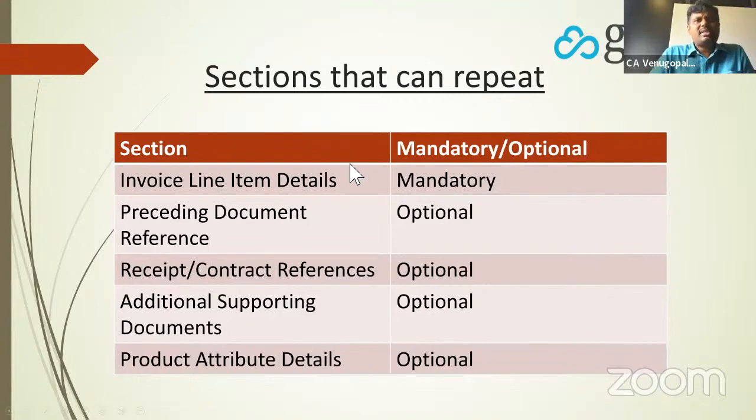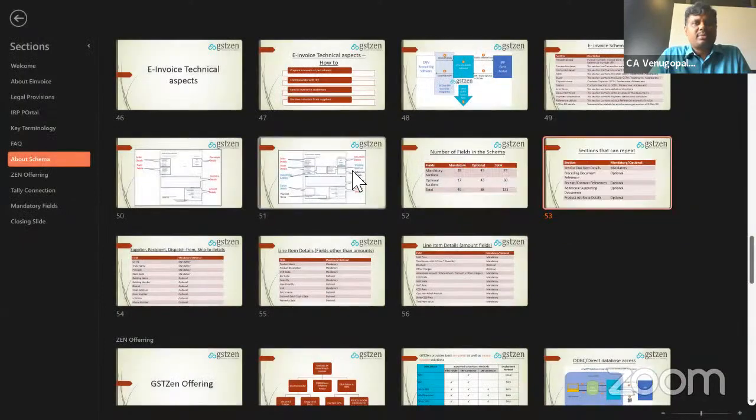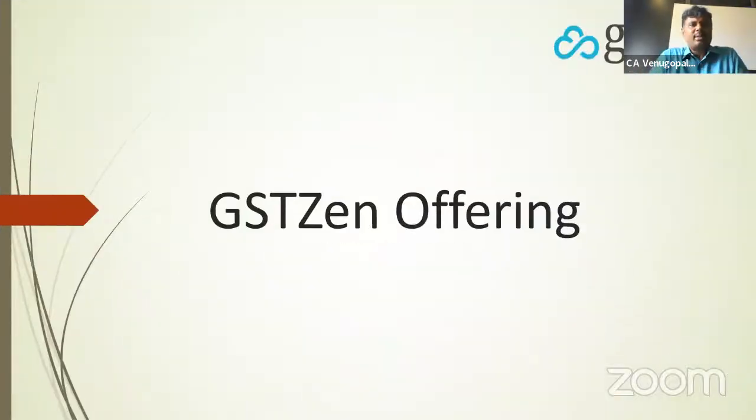These e-invoice fields are mandatory or optional. While doing data entry, I will show you what is mandatory and what is optional. We'll be seeing that information. Now, how does GST Zen help you? How can GST Zen help you in generating e-invoices?